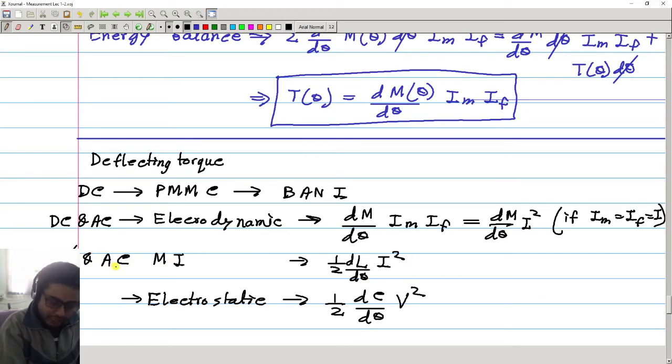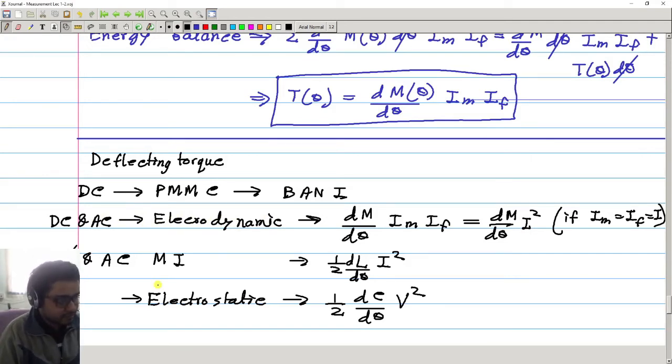And then how will you calibrate? You compare the reading of the MI instrument with the reading of an electrodynamic instrument which is already calibrated. So that's why these electrodynamic instruments are called transfer instruments. This helps in calibration.